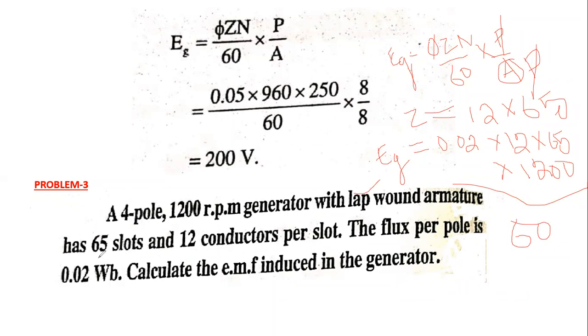In that, the Z formula is conductors per slot. Conductor means the Z. Therefore we are giving the conductors per slot, and 65 slots are there. Therefore, the total conductors, that is Z, is equal to 12 into 65. That is the difference between the second problem and the third problem: instead of Z we are giving the conductors per slot. Then we calculate the number of conductors, 12 into 65 slots, and then we easily calculate the Eg value.